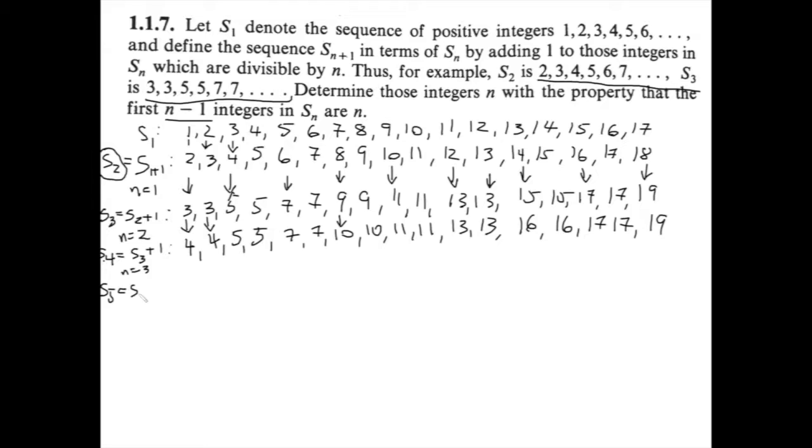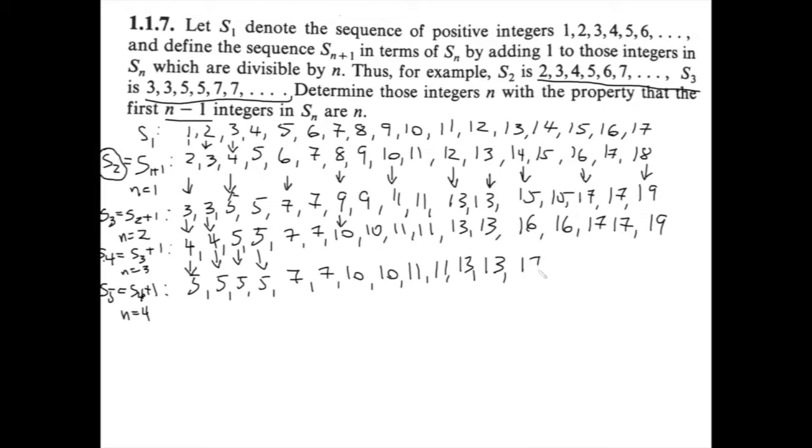This is S of 4 plus 1. So n equals 4. Let's develop the sequence. Again, we're going to ask ourselves, which of these numbers are divisible by 4? And if they're divisible by 4, we're going to increment them by 1. 4 is divisible by 4. 5, not divisible by 4. 7, not divisible by 4. 10 is not divisible by 4. 11 is not divisible by 4. 13, same. 16 is though.